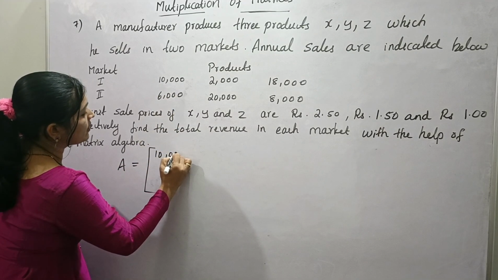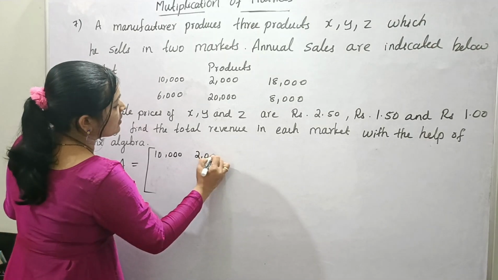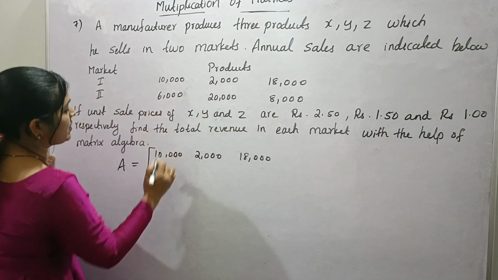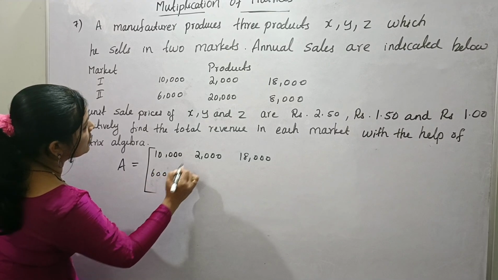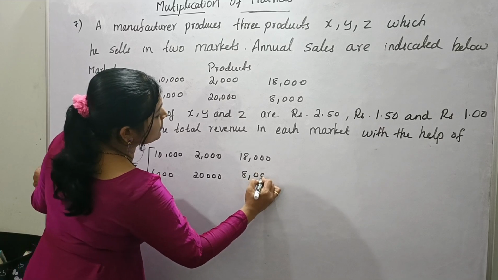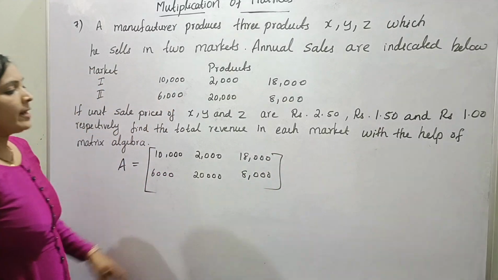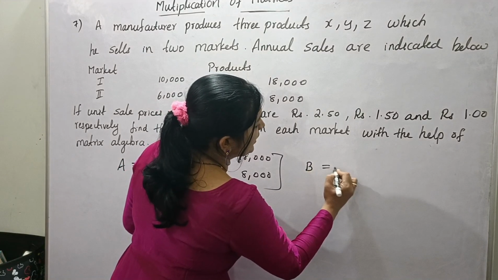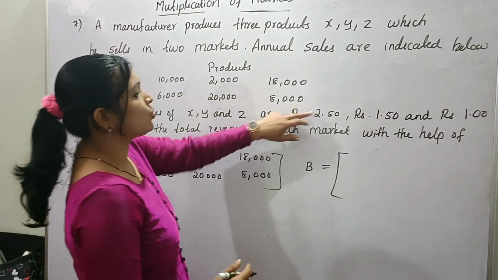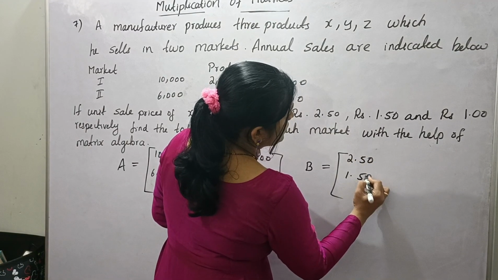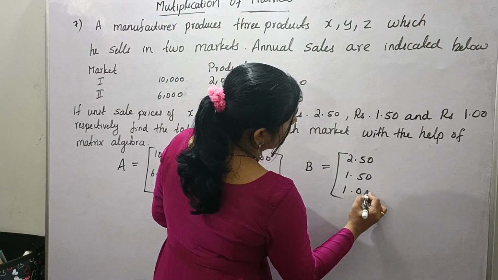10,000, 2,000, 18,000, 6,000, 20,000, 8,000. And the sale price matrix, let sale price matrix B be equal to 2.50, 1.50, rupees 1.